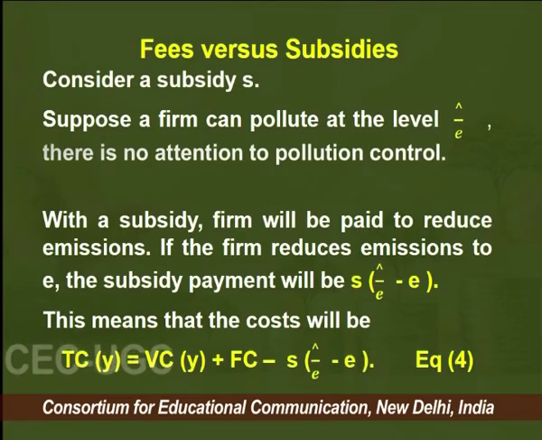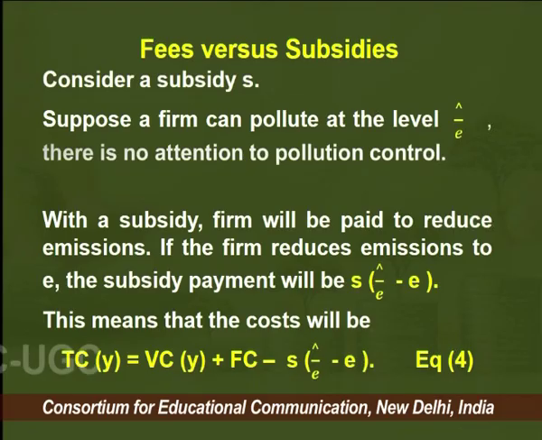So the portion by which it reduces its emission is subsidized by the government, and those units of the emission reduction are multiplied by the per unit payment decided by the government. So how do the cost variables of the firm get affected due to the subsidized payments? Let us see the total cost first. How does it get affected?